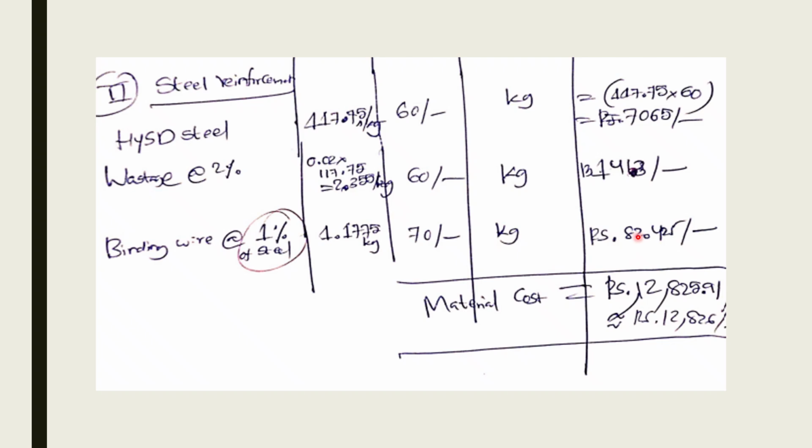So add these three values and cement, sand and coarse aggregate also. Overall we get 12,825 rupees of materials required. Material cost only. Material cost 12,825 rupees.